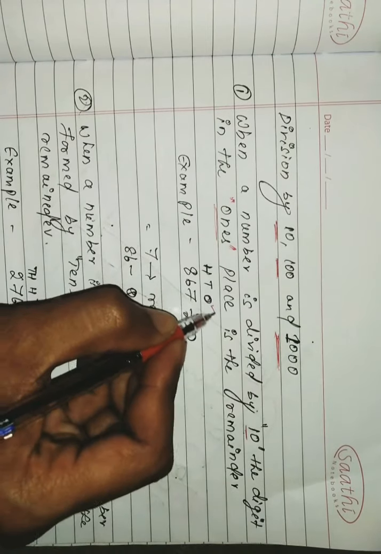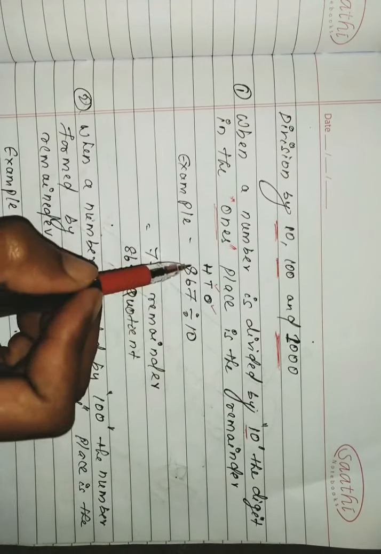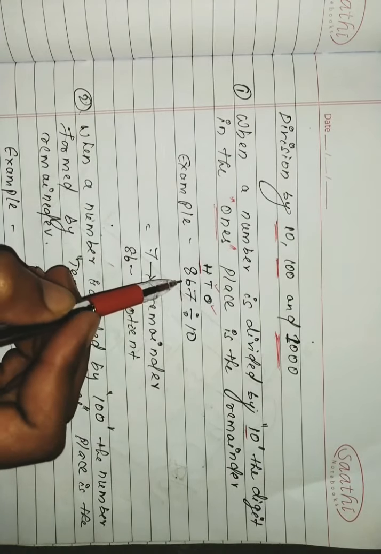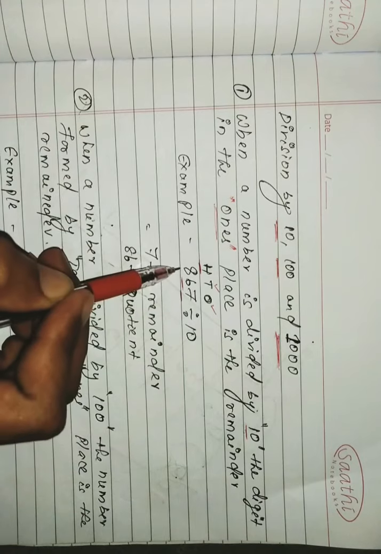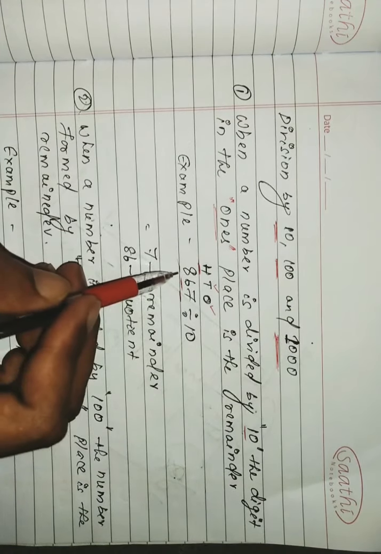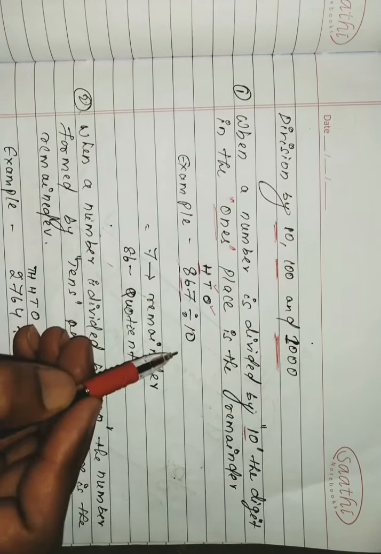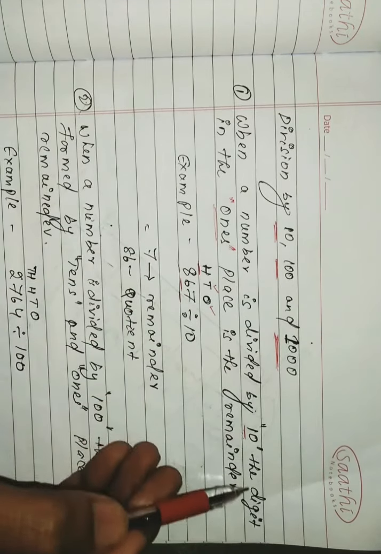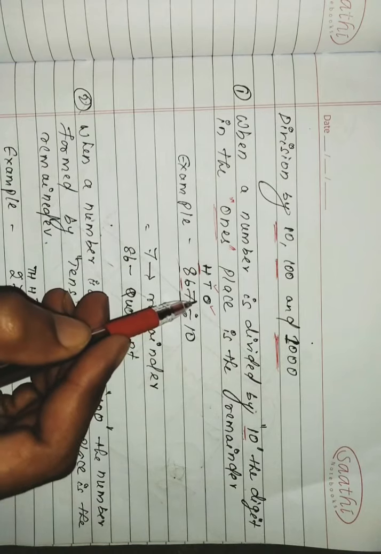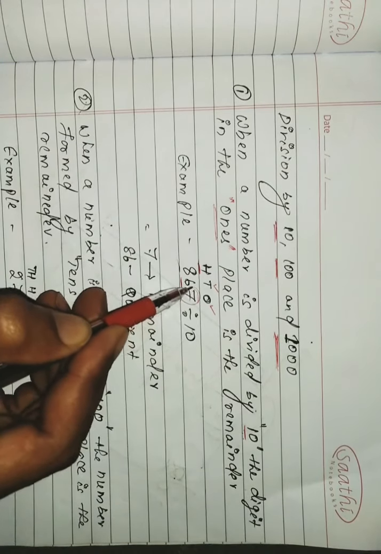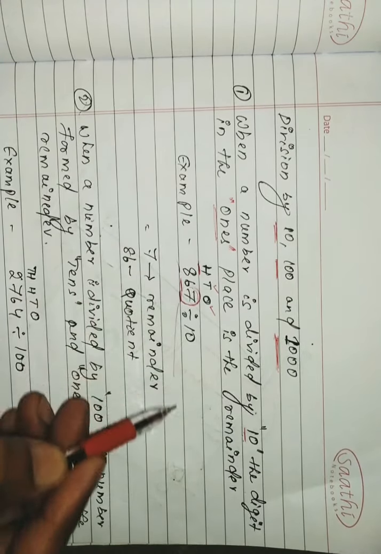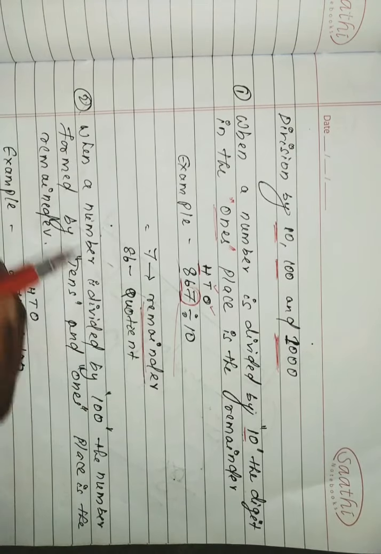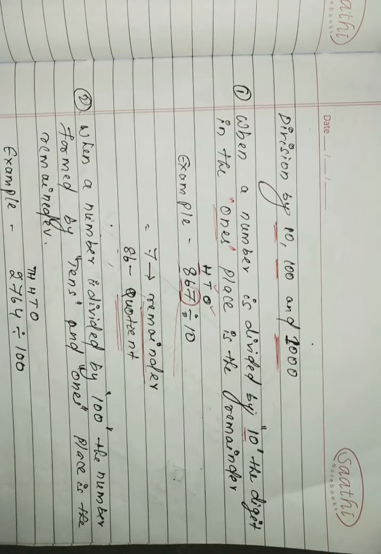This is the ones place, this is the tens place, and this is the 100 place. So 7 is in the ones place, 6 is in the tens place, and 8 is in the 100 place. If you divide 867 by 10, when a number is divided by 10, the digit in the ones place, that is 7, will be the remainder, and 86 will be the quotient.